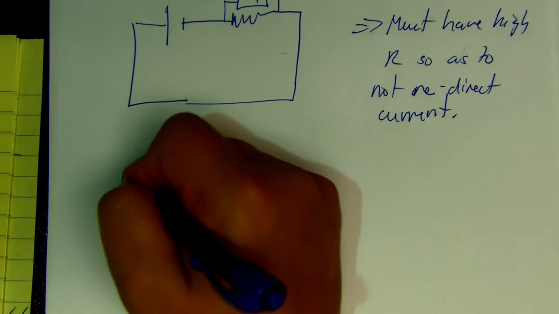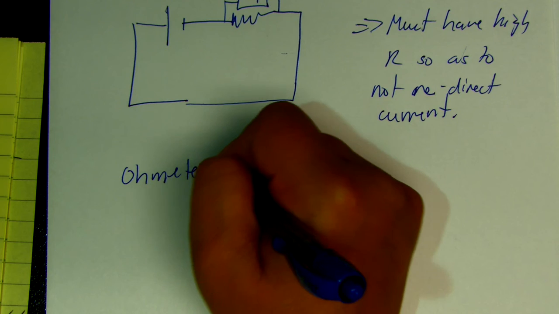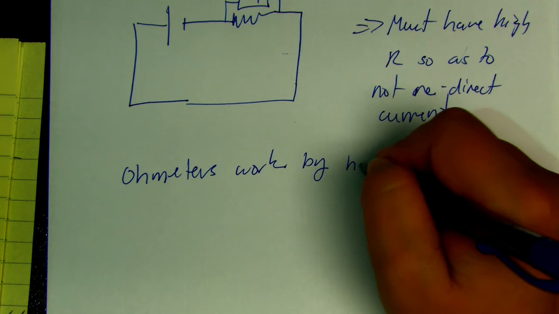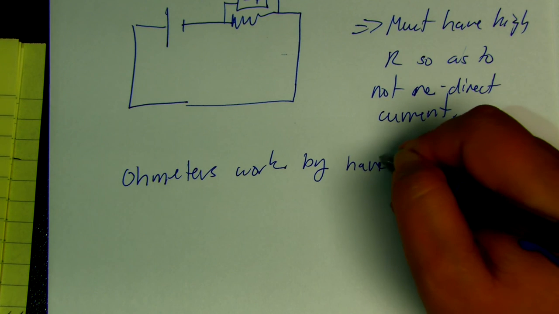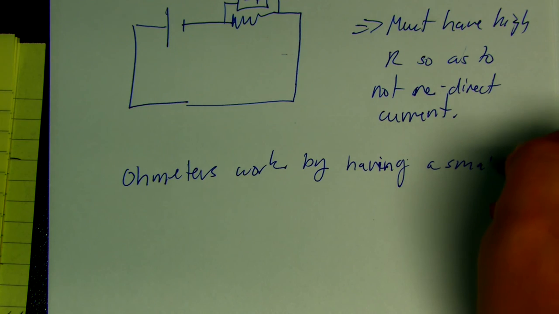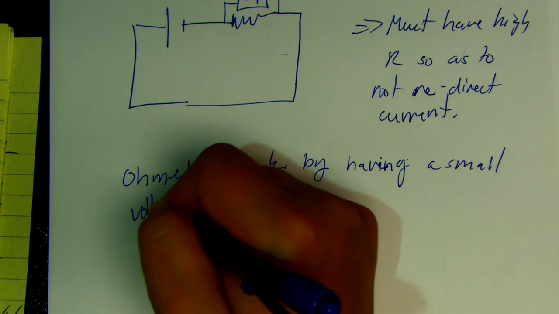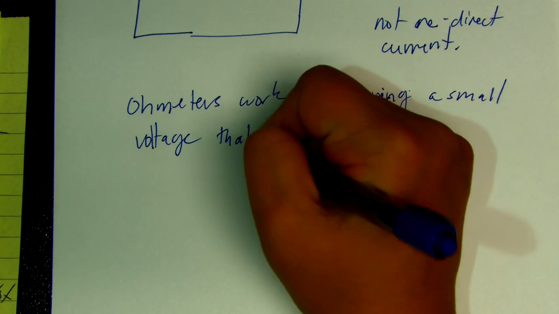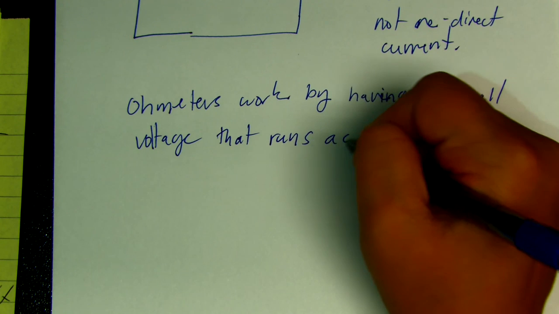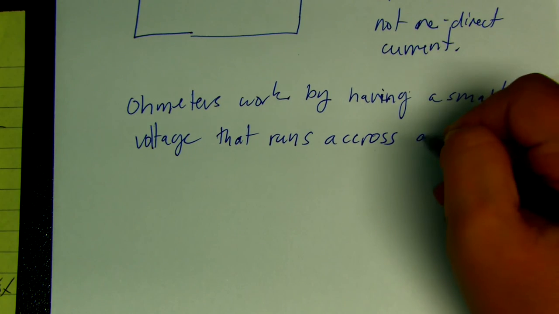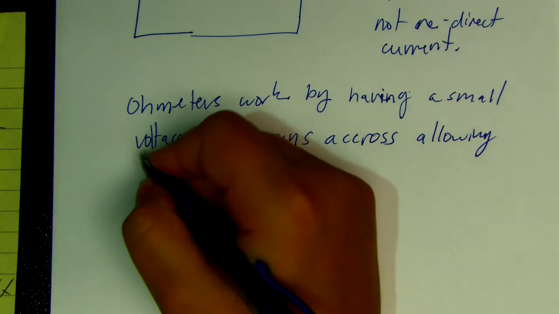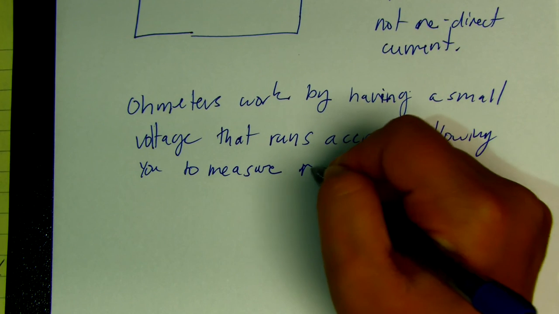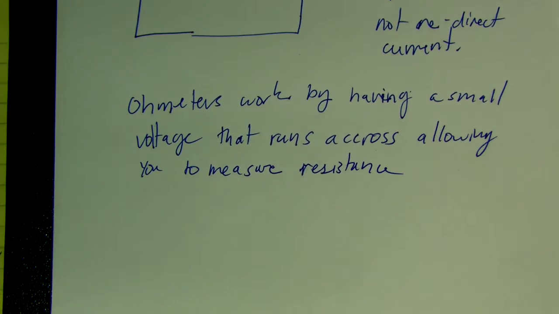And then ohmmeters work by having a small voltage source that runs across, allowing you to measure resistance. And that is how your lab equipment works.